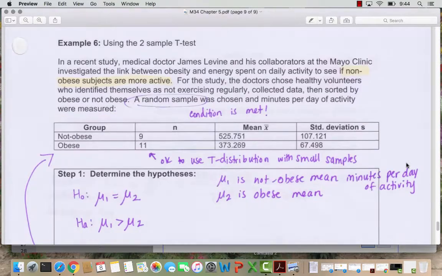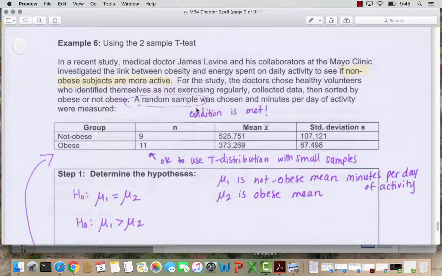So now let's look at what if we have 2 samples, but we don't know the population standard deviation. In these conditions, we can do a 2-sample t-test. So here is data from a medical study. Notice these are small samples, so we couldn't use a normal distribution here because we have less than 30 subjects. But we could use the t-distribution. It's okay to use a t-distribution with small samples. Remember, the t-distribution adjusts its shape depending on the sample size.